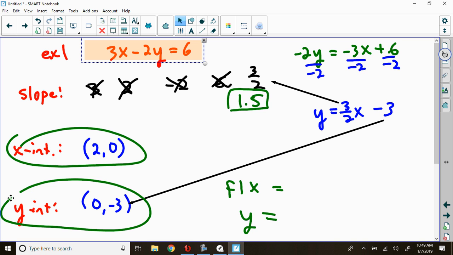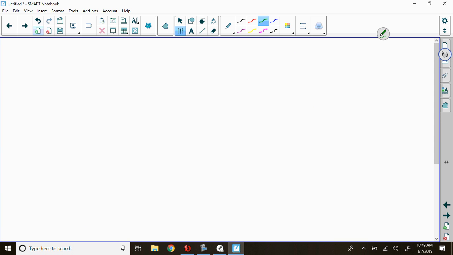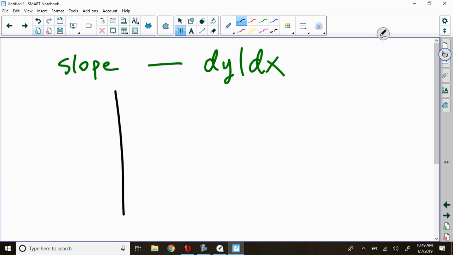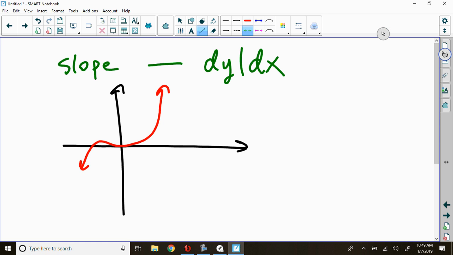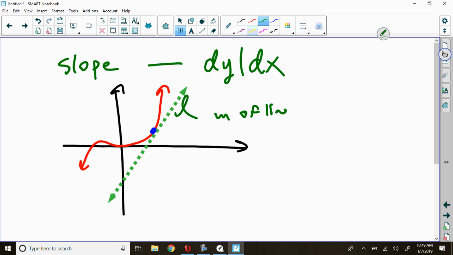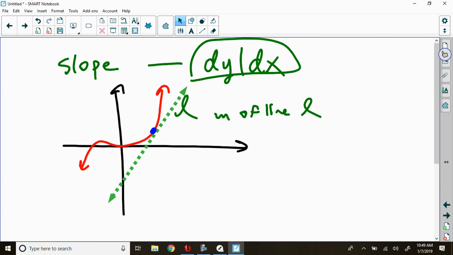Please change it to a fraction. But what the slope is going to be is dy dx. Without getting too complicated, if you ever take calculus, you're going to study curves, and they study a line tangent to a curve. They'll call that line L, and they'll look at the slope of line L. And what that is, it's dy dx. So dy dx is a fancy way of saying slope.